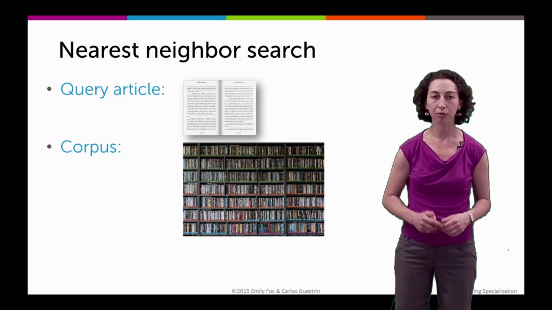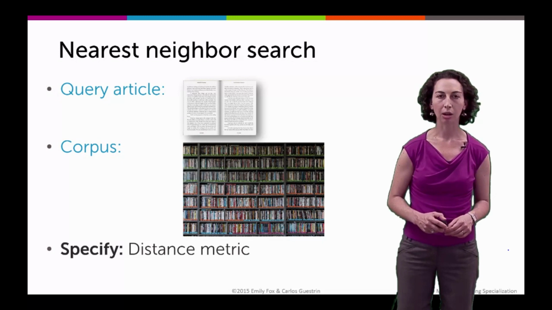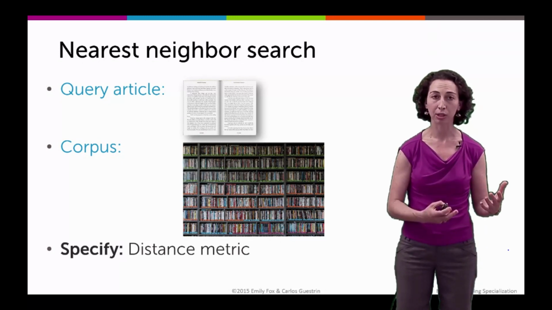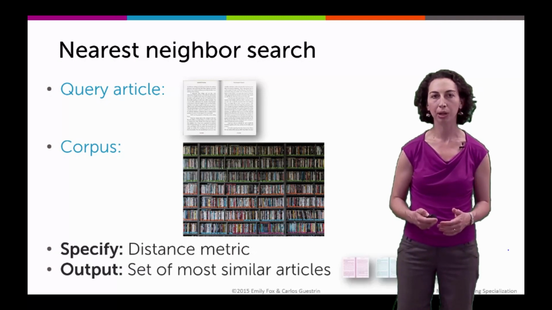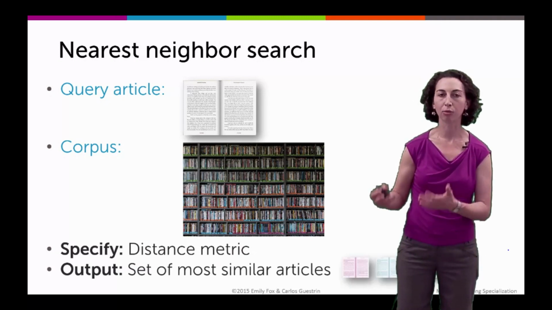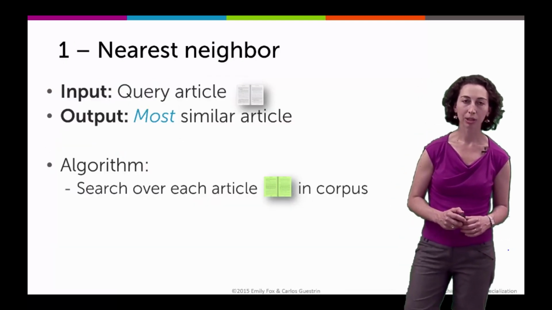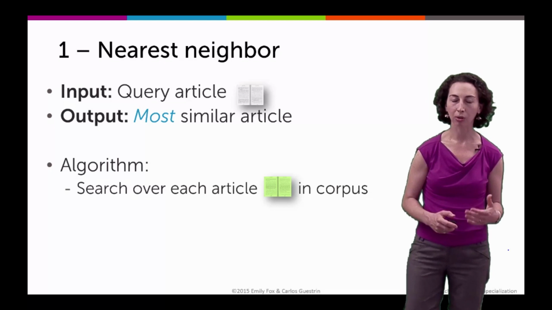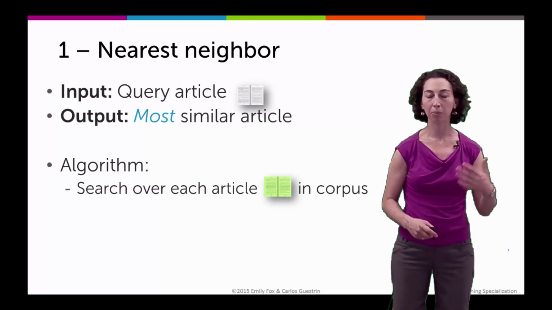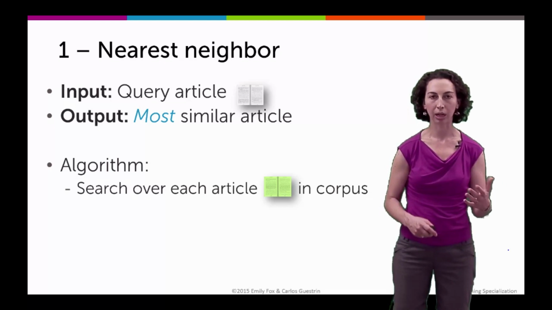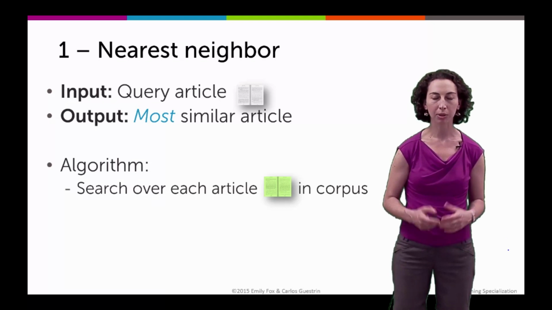And so what we need to do for nearest neighbor search is we need to specify a distance metric. So this is going to be like our measure of similarity that we talked about earlier. And then what this algorithm is going to output is a collection of related articles. One example of nearest neighbor search is just something called one nearest neighbor, where you have your query article and what you're going to return is just simply the most related article out of all those articles out there to the query article. And the algorithm is very straightforward.